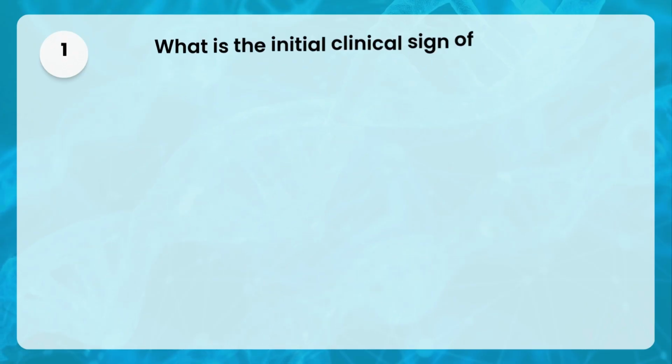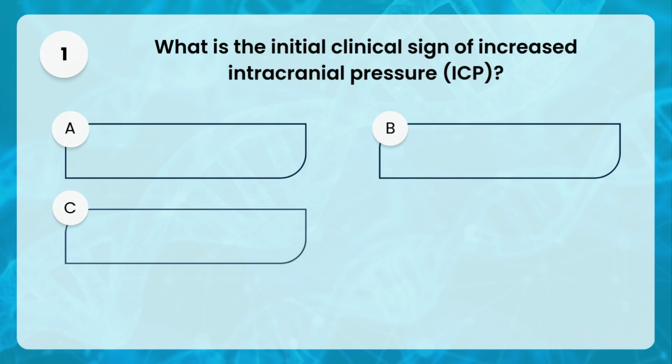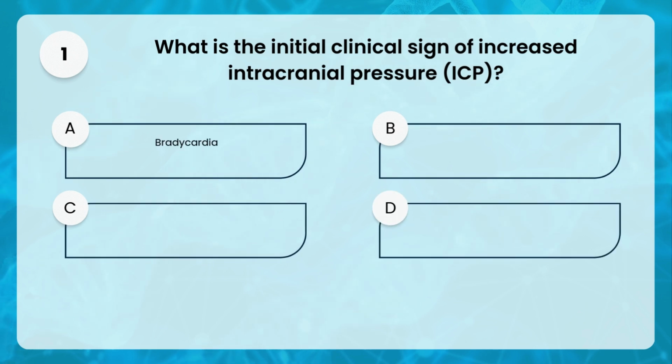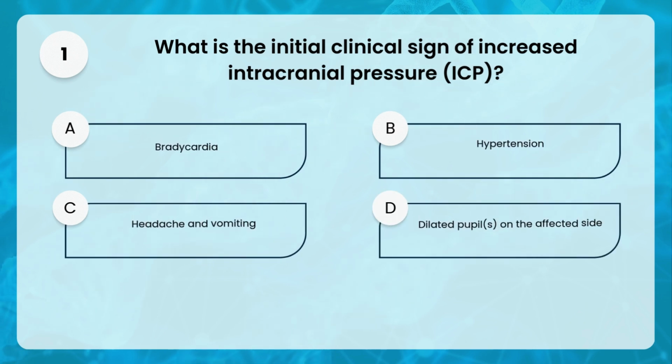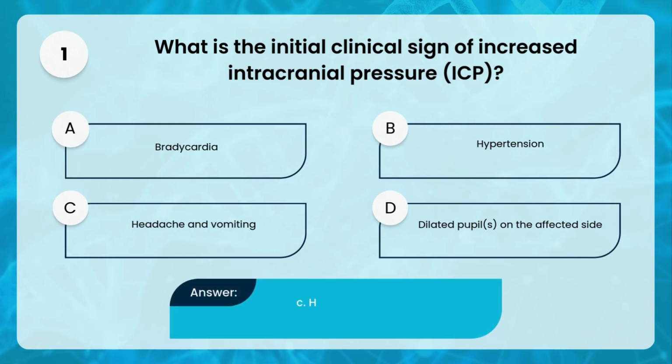Number 1. What is the initial recovery sign of increased intracranial pressure, ICP? A. Bradycardia. B. Hypertension. C. Headache and vomiting. Or D. Dilated pupils on the affected side. The answer is C. Headache and vomiting.